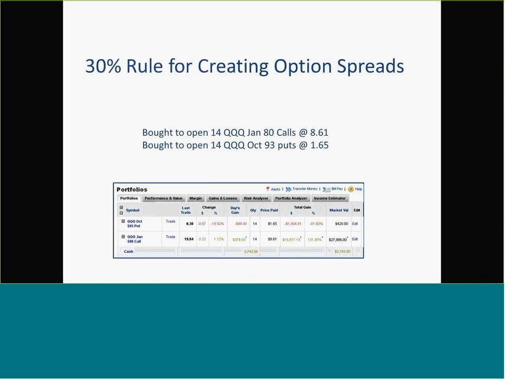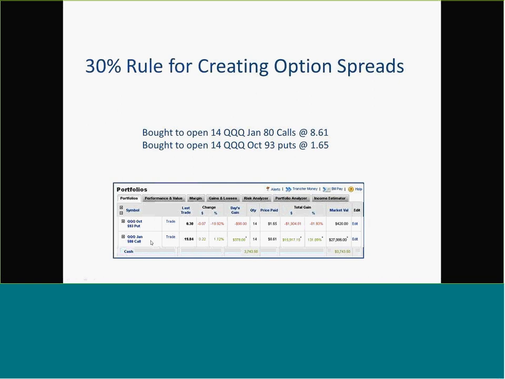So my brokerage account profit loss report shows that I bought the triple Qs the January 80 call at 861, and then to protect that profit, I have a nice profit in it. To protect that profit, I bought the October 93 puts, which expired last Friday. So when these expired, then I purchased the January puts, and that'll protect me till the January calls expire.